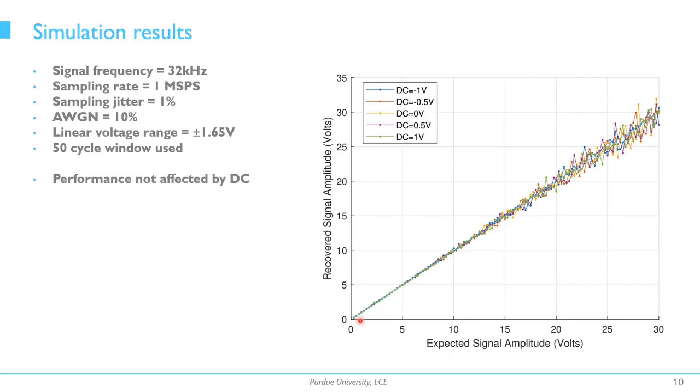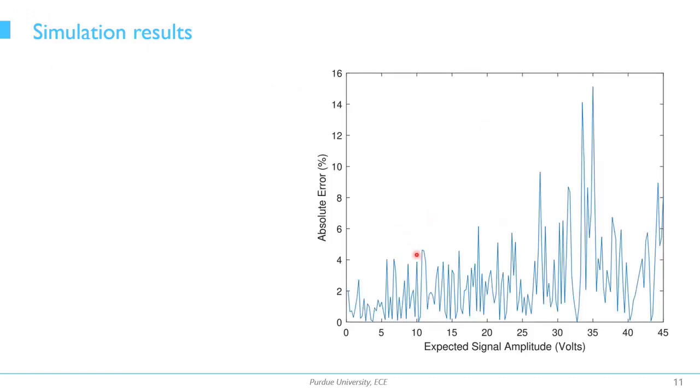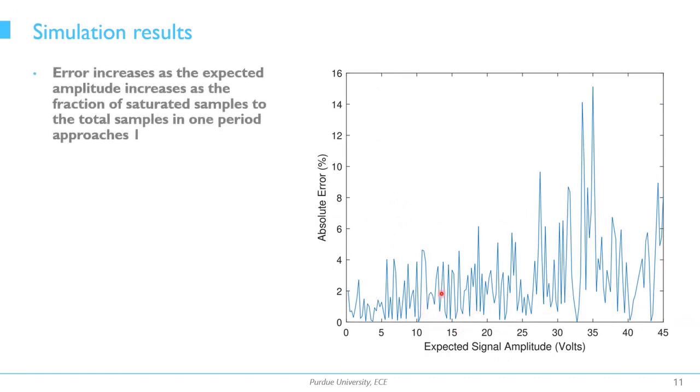It can be seen that the recovered amplitude closely follows the expected amplitude for the small signal amplitudes, and the performance is not affected by DC. However, the performance gradually worsens with the increasing amplitude. This can be better seen in this plot of error versus the expected amplitude. The error increases because the fraction of saturated samples to the total samples in each cycle approaches 1.